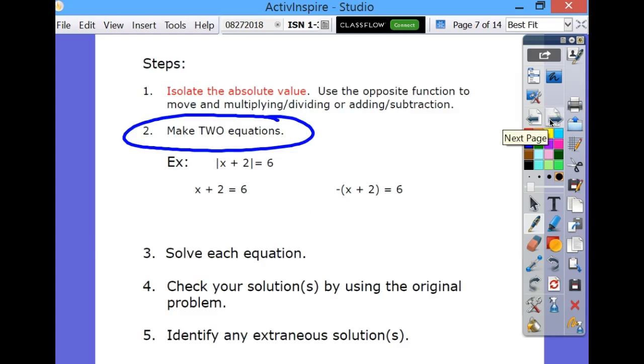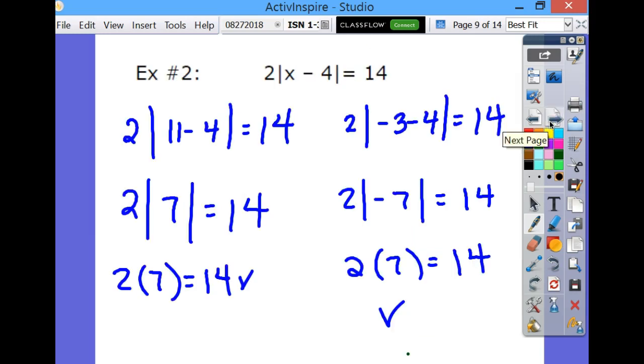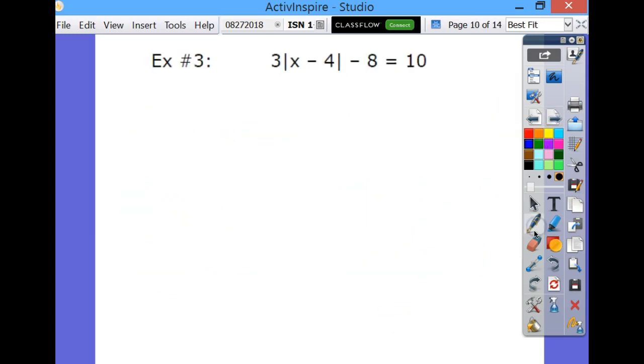We have our steps to solving an equation. The first step is to isolate the absolute value. The second step is to make 2 equations. These 2 equations that we're going to make, we're going to call them case 1 and case 2, just so I don't get confused about what you're doing. Okay, and we solved problem 1, and we solved problem 2, and now we're on problem number 3 today.